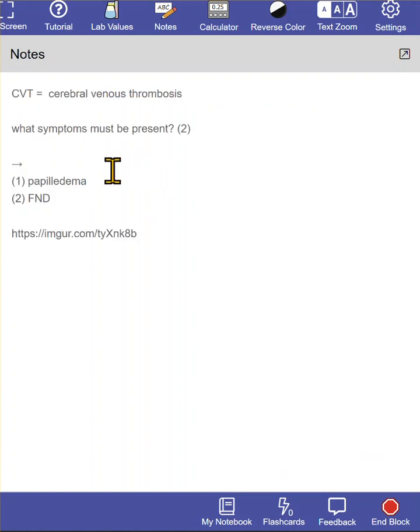So what is CVT as an acronym in medicine? So it's cerebral venous thrombosis. What are the symptoms that must be present? So if you had papilledema and focal neurological deficit.